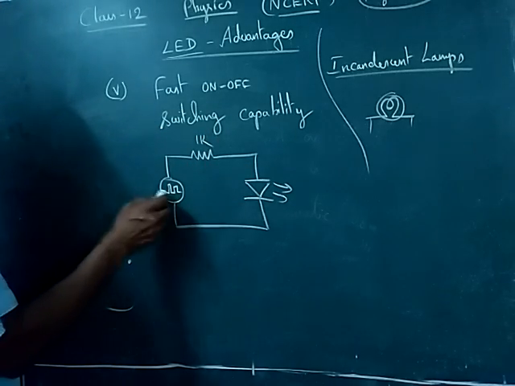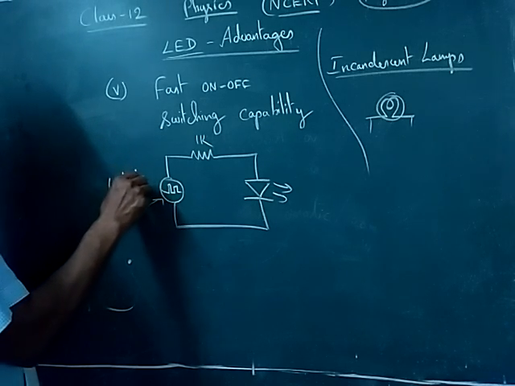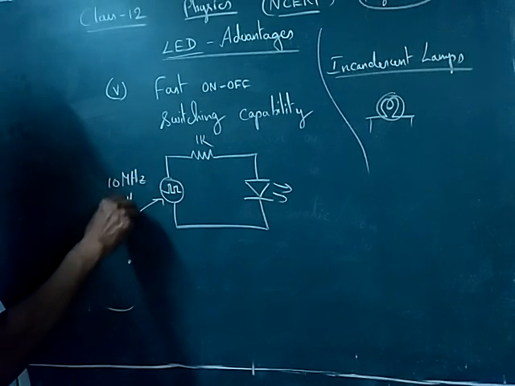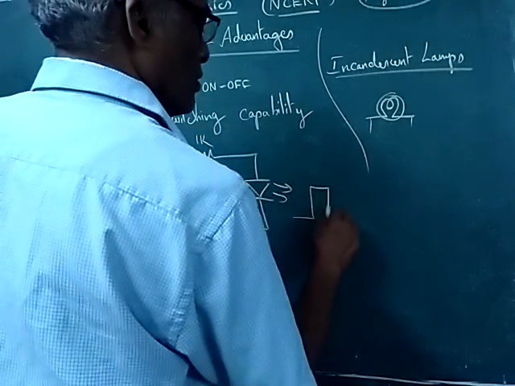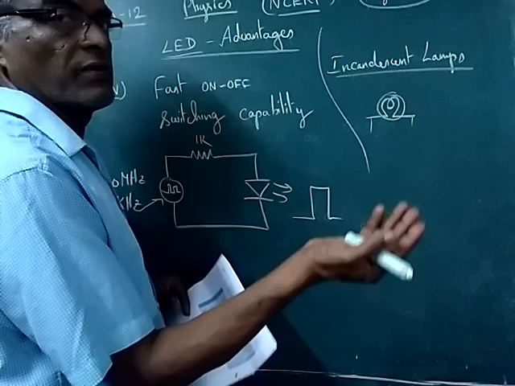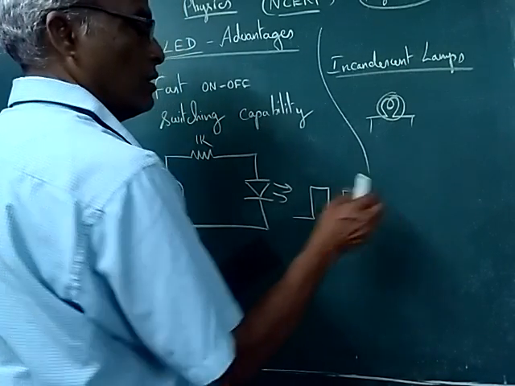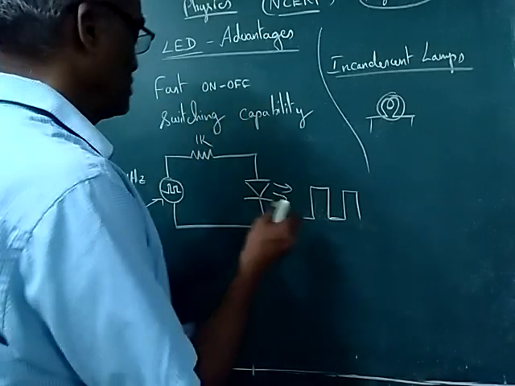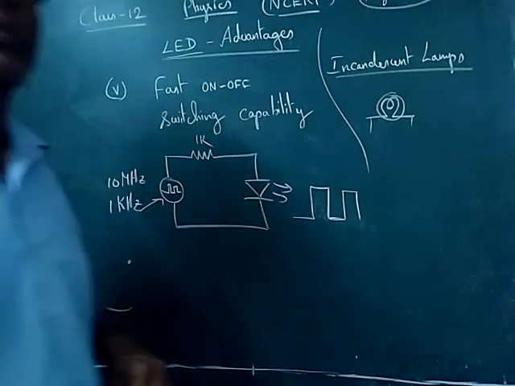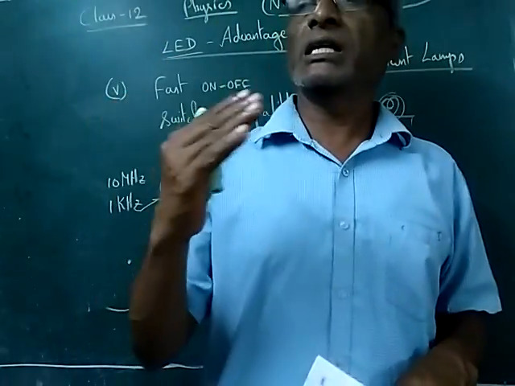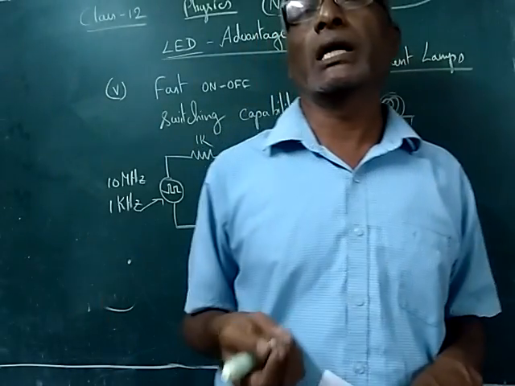Now this frequency can be 10 megahertz, 1 kilohertz, anything. That is the LED when during this time period it gives off light, forward bias, and here it is 0, no light. Then once again it emits light, no light. So the switching speed 1 kilohertz, 10 megahertz, anything. The LED spontaneously gives off light, no light, gives off light. So the switching speed is very high.